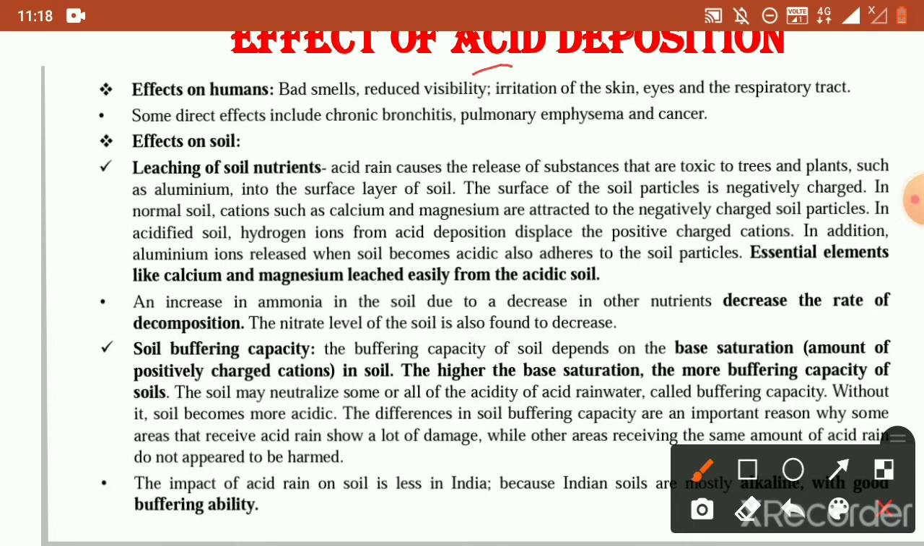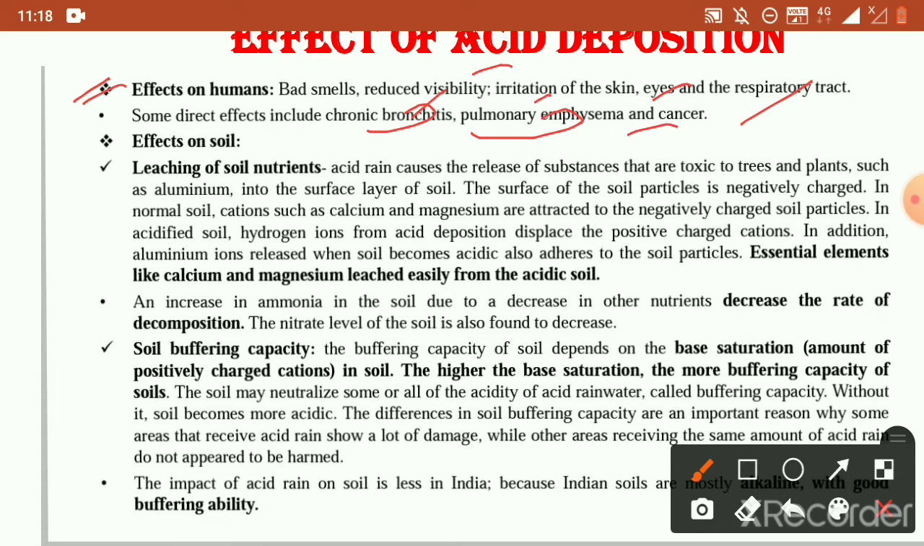Now we will see the effect of acid deposition or acid rain. First is the effect caused on humans. In humans, it reduces visibility, causes irritation of the skin, eyes, and respiratory tract. Some other direct effects include chronic bronchitis, pulmonary emphysema, and cancer.